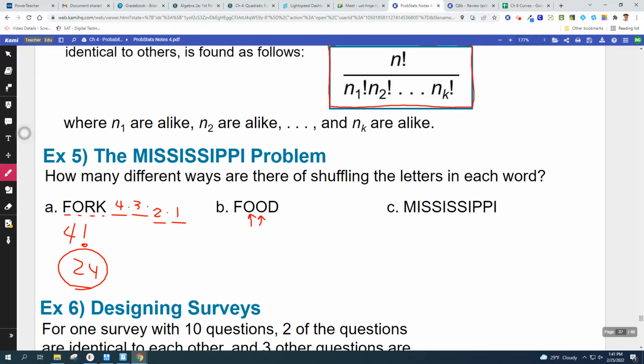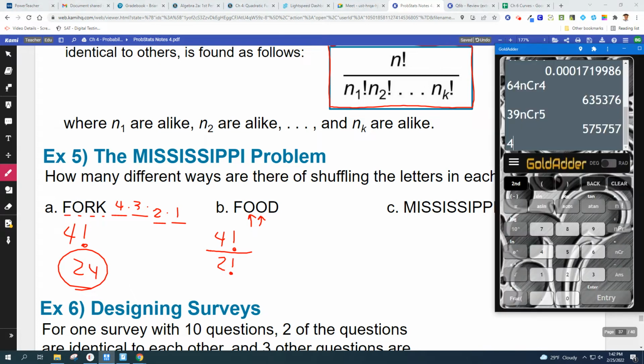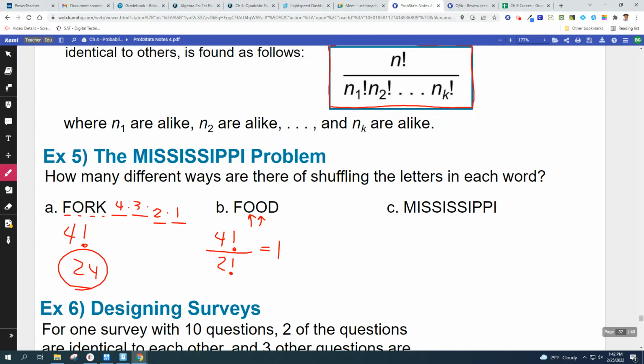So what we're going to do is say, well, if all 4 of those letters were different, it would be 4 factorial, like fork was. But we're going to divide by the number of ways of shuffling those O's, of switching those O's back and forth. So in this case, we're going to divide by 2 factorial. 4 factorial divided by 2 factorial is 12. There are 12 ways of shuffling those letters in food so that you can tell a difference.